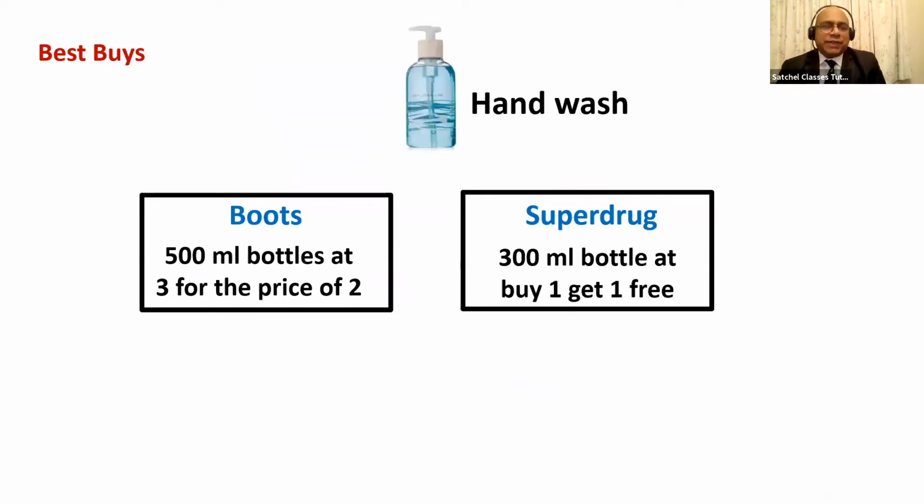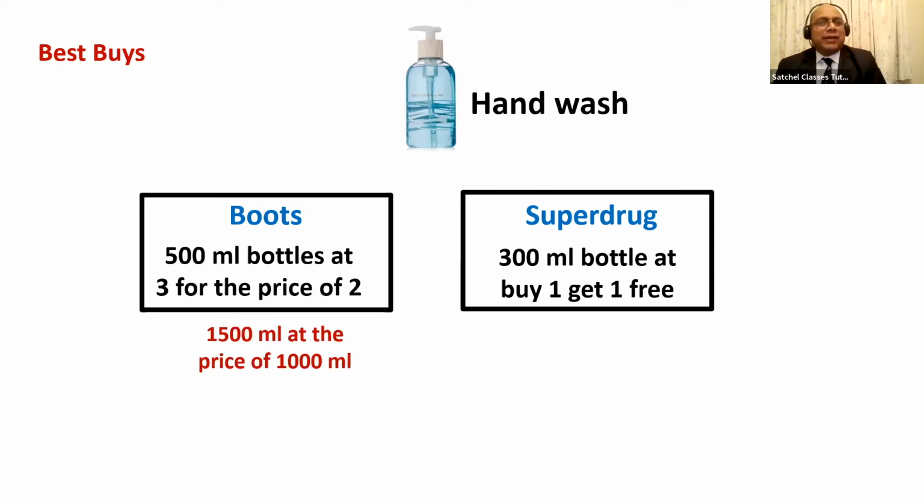Okay, now sometimes the data is not given in a straightforward manner. You will realize that in this case, in Boots, you get 500 milliliter bottles at 3 for the price of 2. And in Superdrug, you get 300 milliliter bottles at buy one, get one free. So this is not a very straightforward way of revealing the deal. Usually they give it to you in such a form so that you are confused and not able to decide which one is a better deal. So here, this is how you will have to compare.